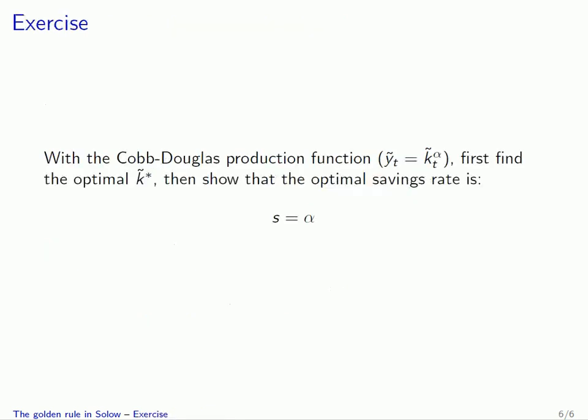So as an exercise, I just ask you to take the case of a Cobb-Douglas production function, where y tilde t is equal to K tilde t power alpha. So in this example, I'm just asking you to first find the optimal value for K tilde star, and then show that the optimal savings rate in terms of consumption is simply S equals alpha.